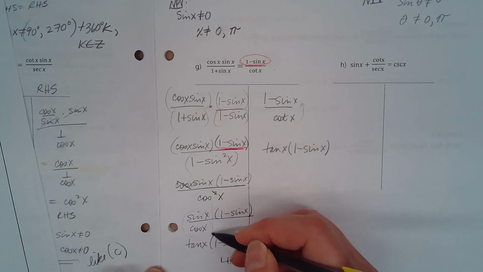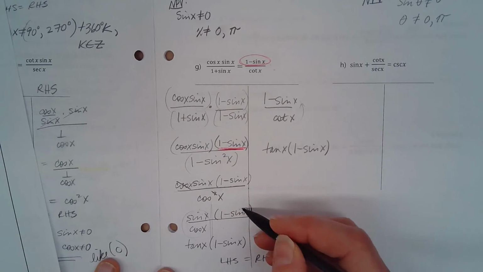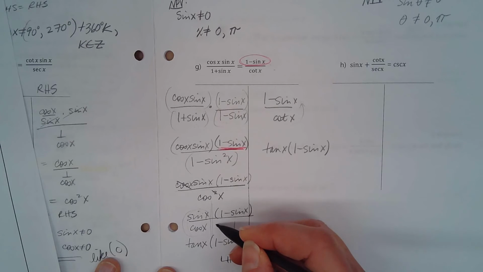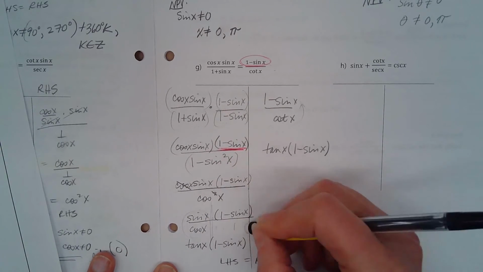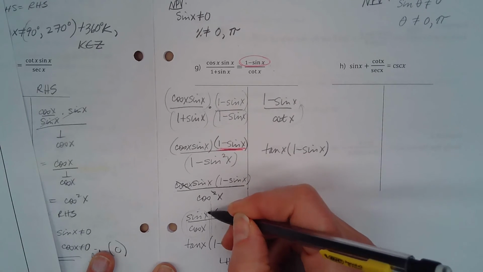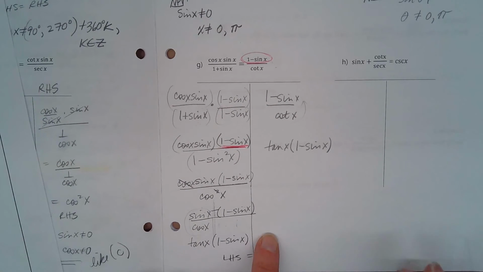I could break these apart and say this is sine over cos times 1 minus sine over 1. Like that. It's multiplication, it's not addition. If there was a plus sign here, I couldn't do that. They both would have a cos on the bottom.